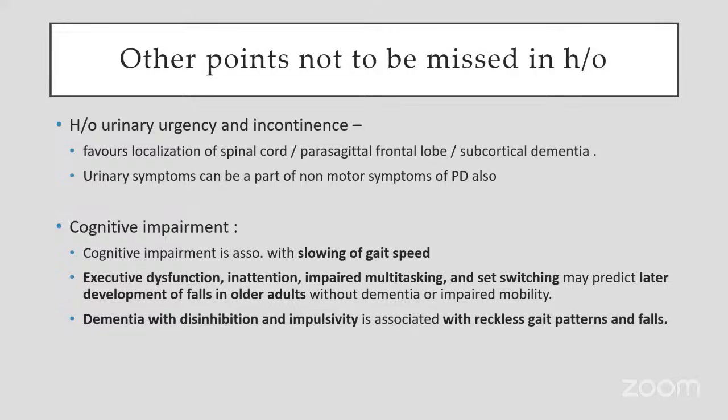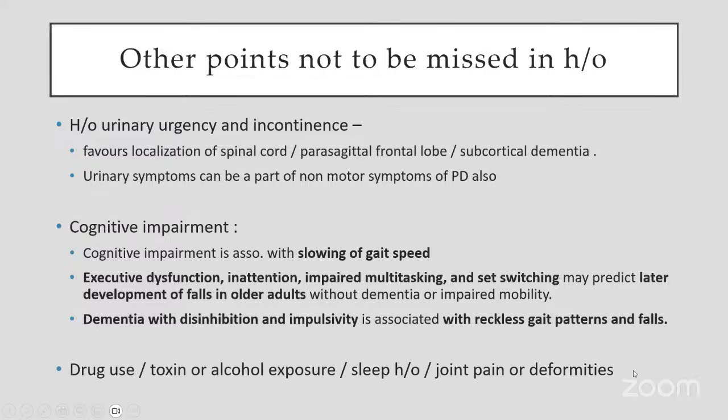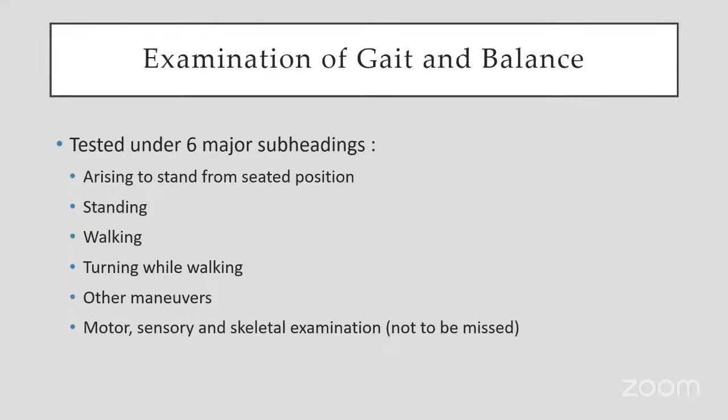Executive dysfunction, inattention, impaired multitasking, and set shifting may predict later development of falls in older adults without dementia or impaired mobility. Dementia with disinhibition and impulsivity is also associated with reckless gait patterns and falls. Drug use, toxins, or alcohol exposure, and drugs like sedatives can also cause falls. Sleep history and joint pain, since joint pains can cause antalgic gait, or any joint deformities, should also be inquired about in the history. So now I'm going into the examination of the gait and balance.